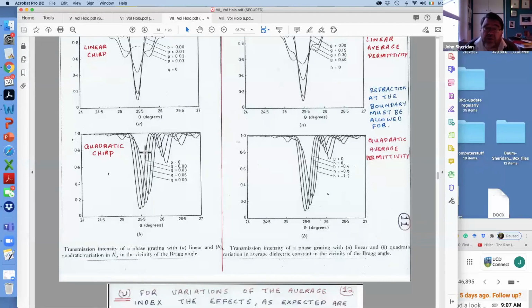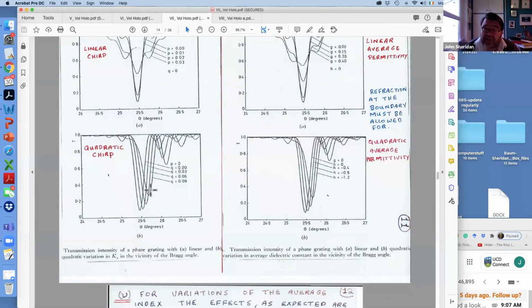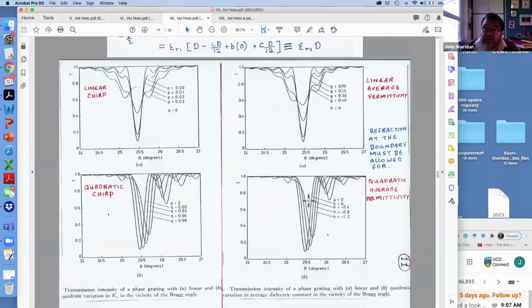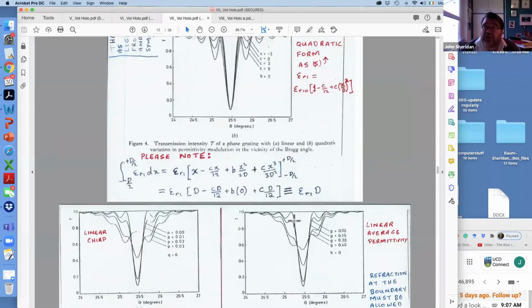As we introduce the quadratic chirp, we change our on-Bragg value, where we get the maximum diffraction efficiency, and we also have this distortion of the side lobe structure. And we get the exact same thing for the average index. So these are very hard to distinguish. A particular parameter of linear or quadratic chirp gives the same effect as the particular parameter of linear or quadratic average, so these things are pretty much indistinguishable.